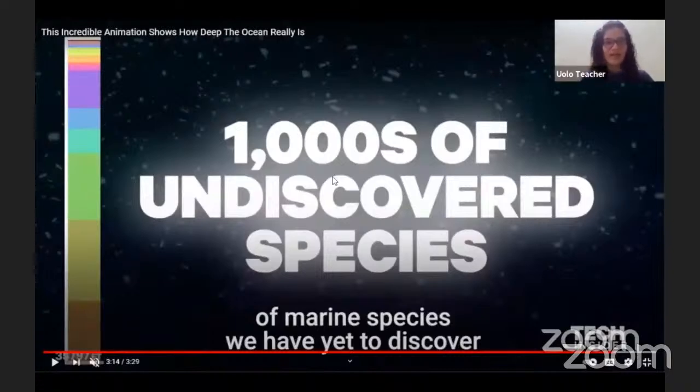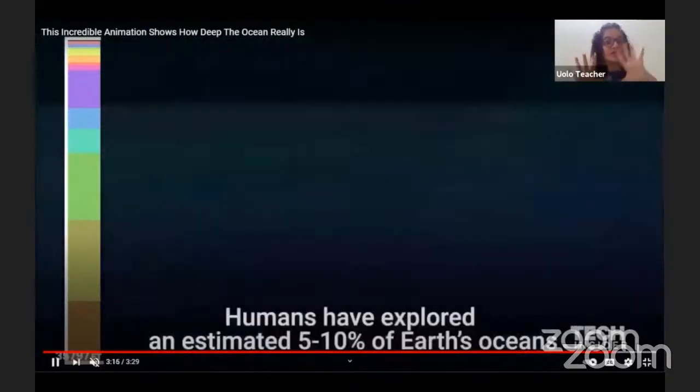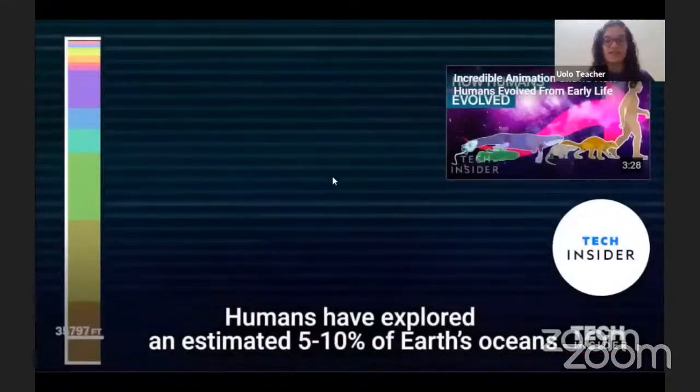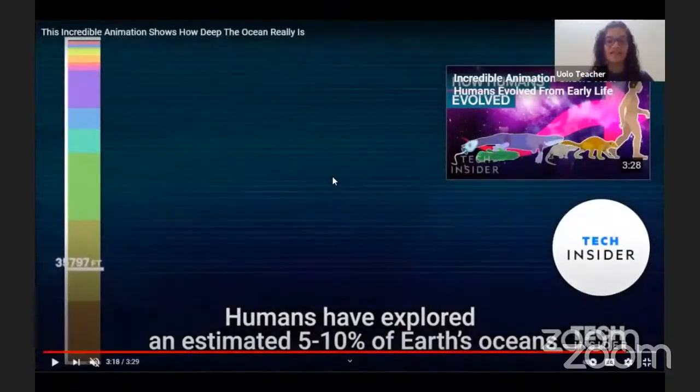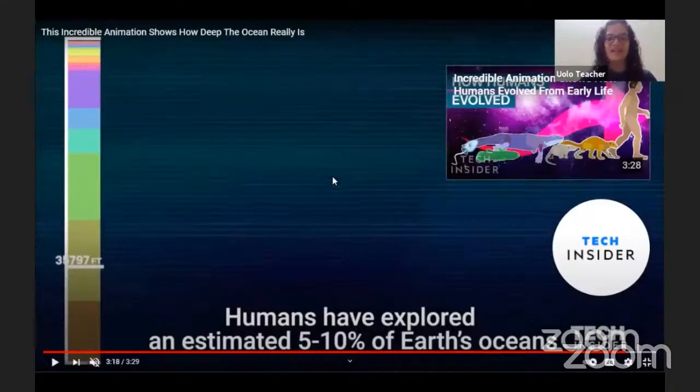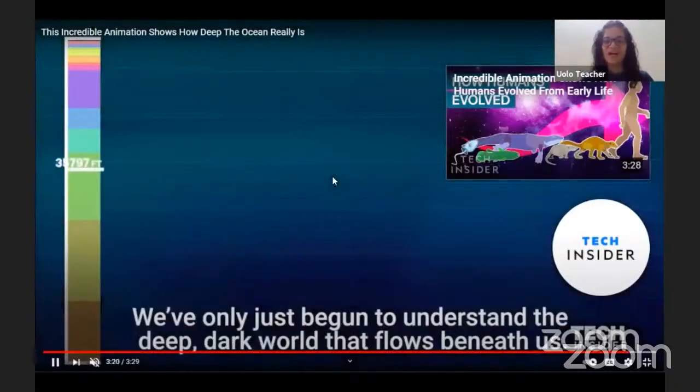So we are still trying to explore, right? We have just touched maybe just the surface, and there's a huge sea lying beyond that. So if you see, we have just explored only 5 to 10% of the earth. And there is a lot to explore more, right? So we have just begun to understand the deep dark world beyond. There's still a lot to explore, right?